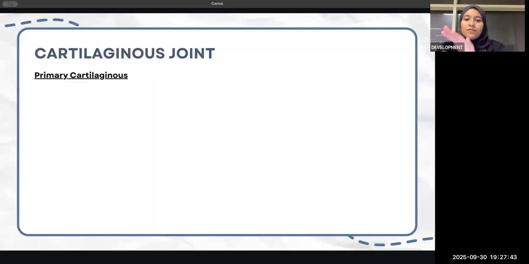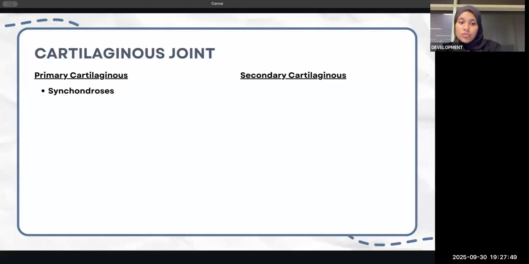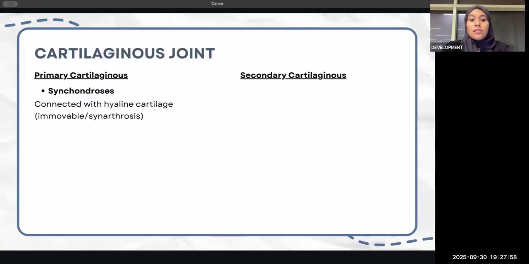Okay, cartilaginous joints, you have two types. You have primary and you have secondary. First, let's talk about primary. Primary is called synchondrosis, okay? Synchondrosis basically means cartilage together. Bones that are held together by cartilage. What type of cartilage? Hyaline cartilage. So usually they are immovable. They're also synarthrosis, usually, okay? And they're always connected with hyaline cartilage. So guys, when you see hyaline cartilage, think primary cartilaginous and think synchondrosis.